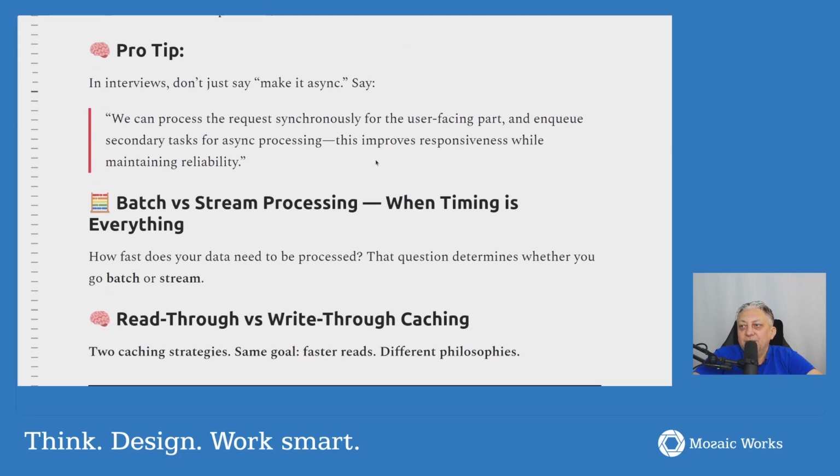Pro tip: in interviews, don't just say "make it async." Say we can process the request synchronously for the user-facing part and queue secondary tasks for async processing. This improves responsiveness while maintaining reliability.